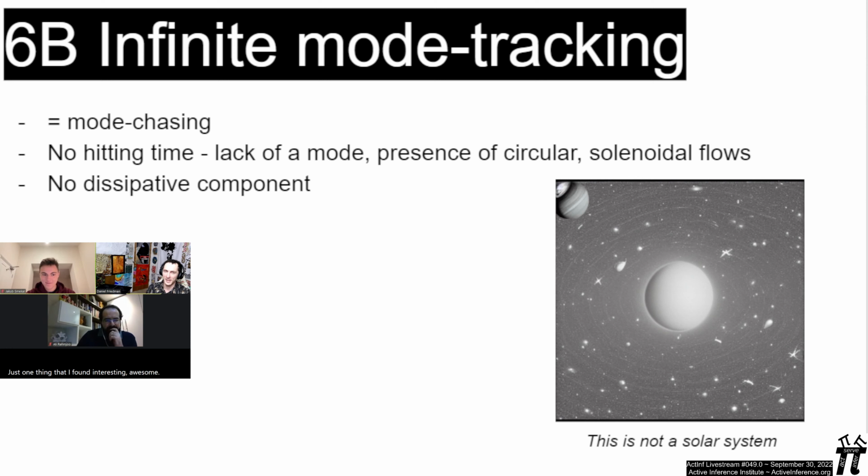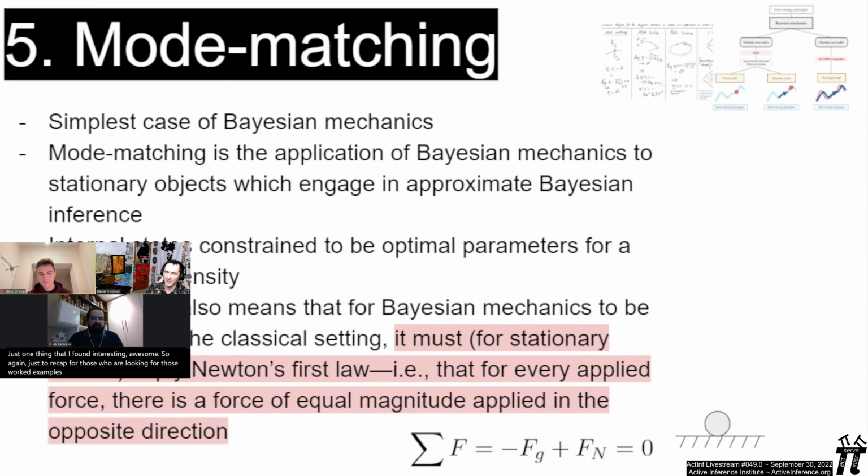So again, just to recap for those who are looking for those worked examples, in the mode matching case, we have a ball on the ground. The mass is not moving. We then have a situation where the equilibrium steady state, so to say, is not where the mass is now. The center of gravity is in motion. In the mode matching case, the center of gravity is not in motion.